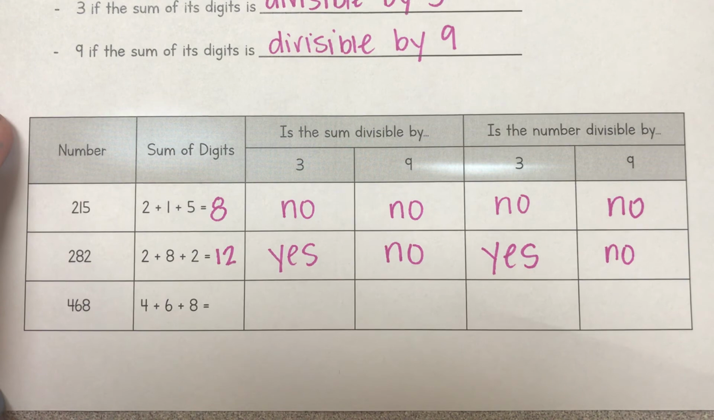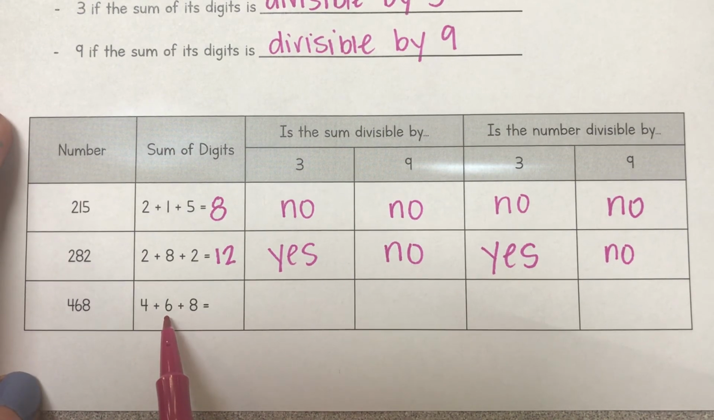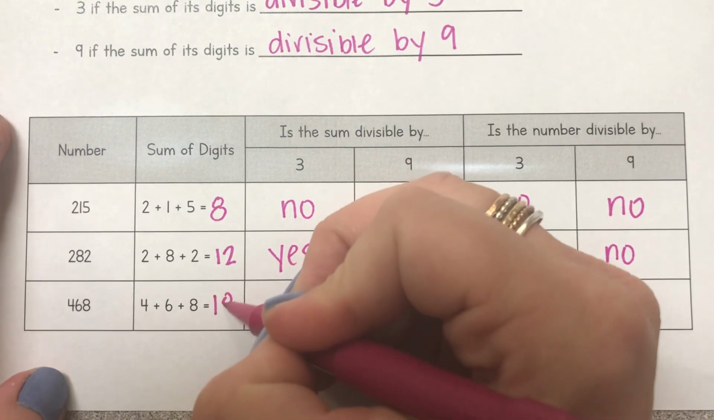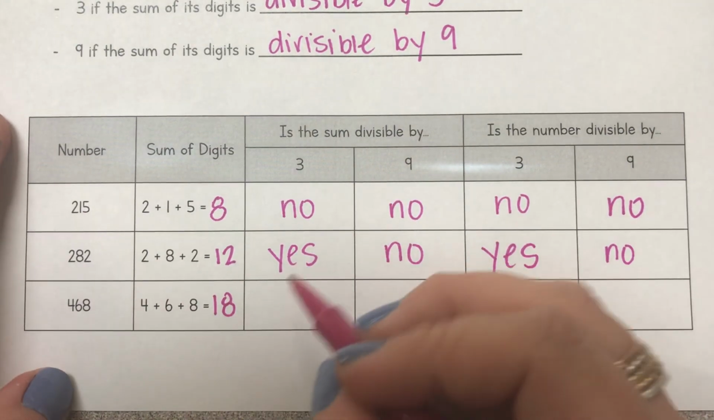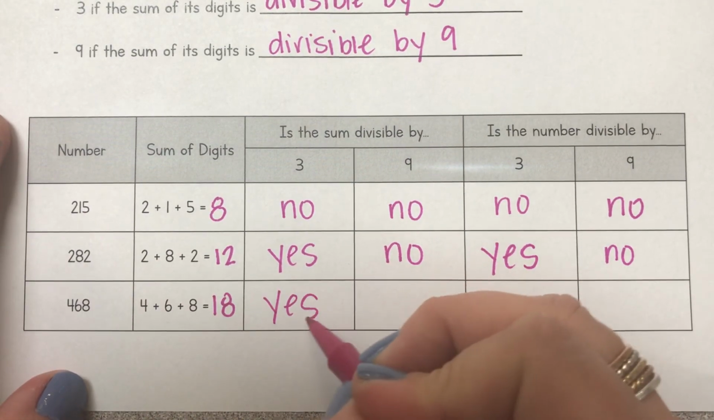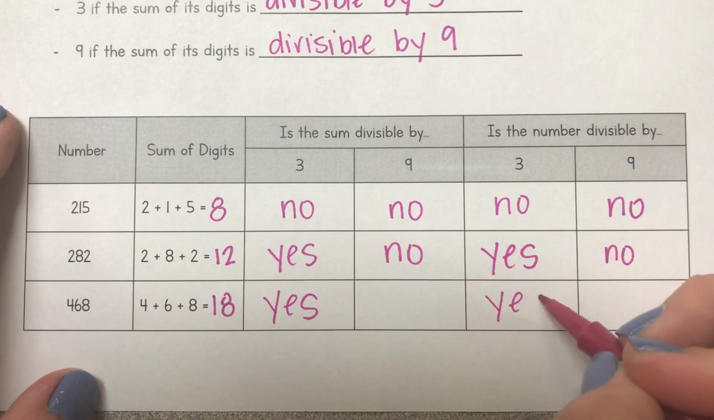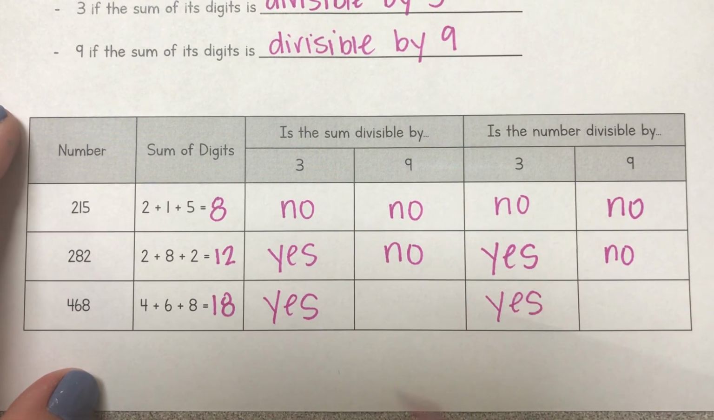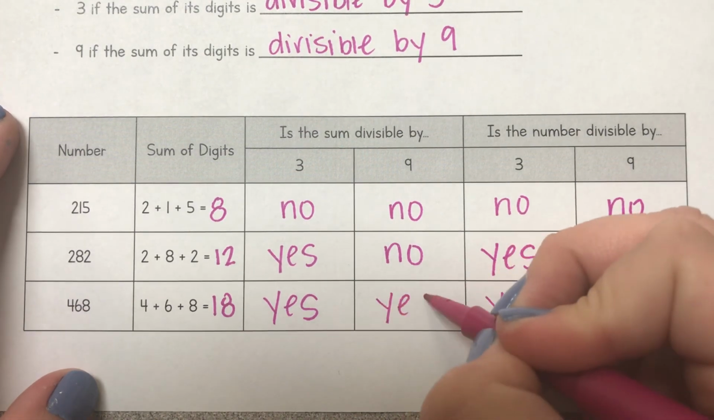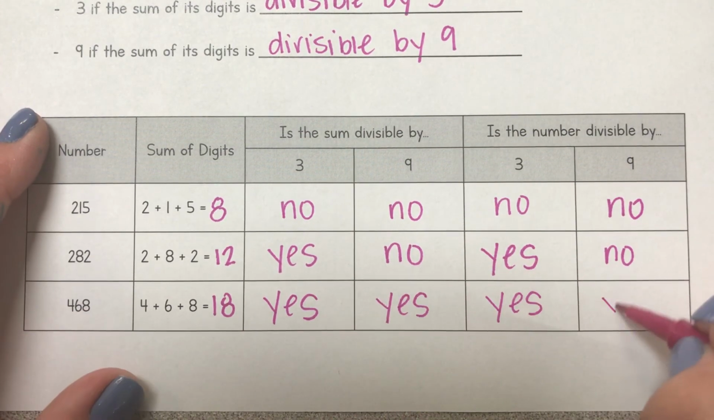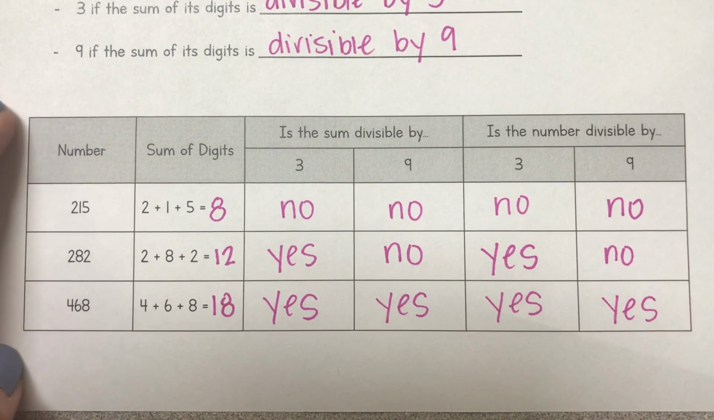So let's check out 468. 4 plus 6 is 10. 10 plus 8 is 18. Is 18 divisible by 3? Yes. So therefore, 468 is divisible by 3. Is 18 divisible by 9? Yes, so therefore 468 is also divisible by 9, right?